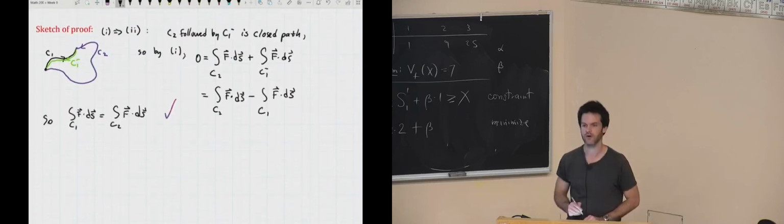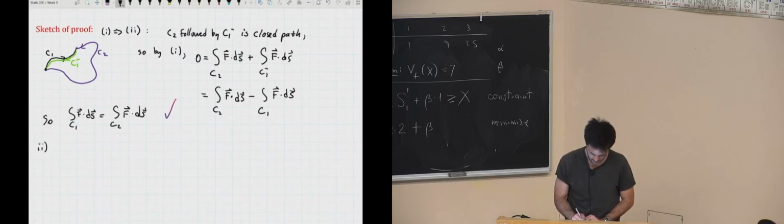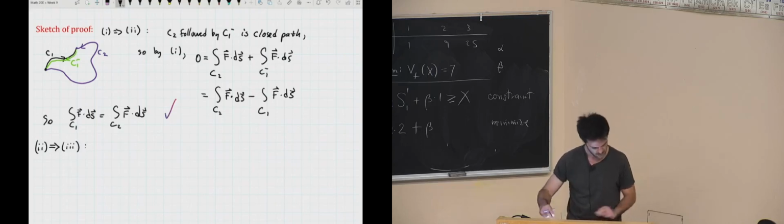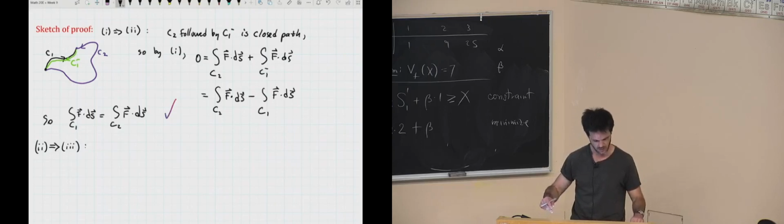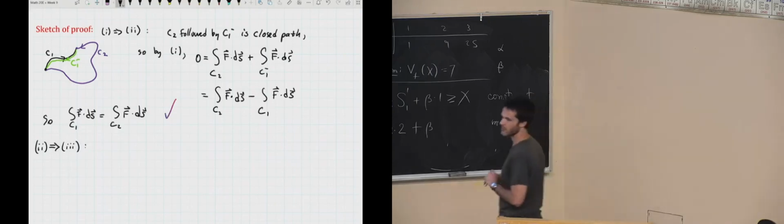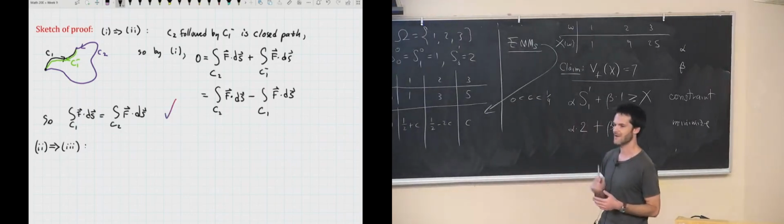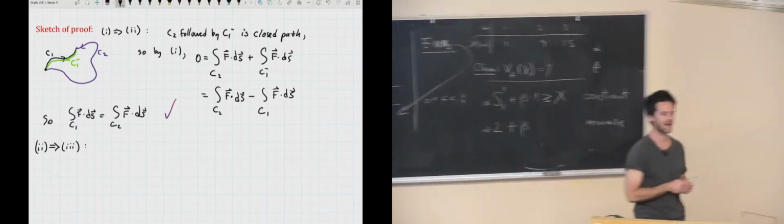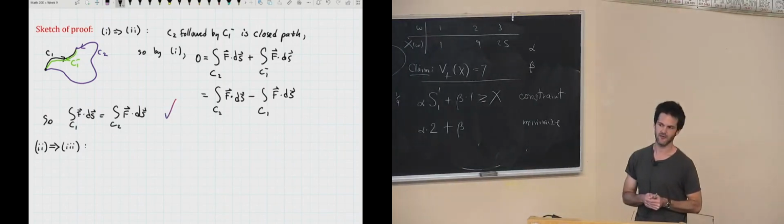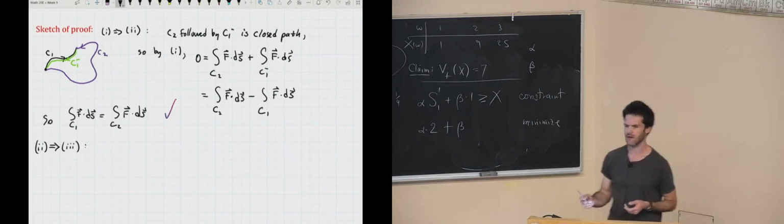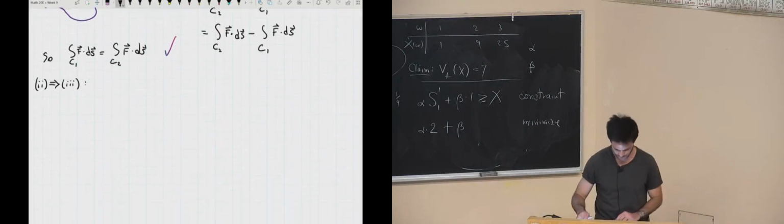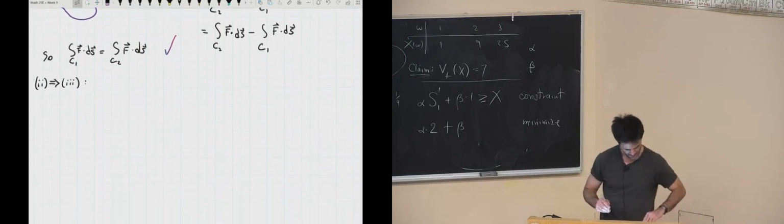What about to show that property 2 implies property 3? Okay, so I want to show that given a function is path independent, that it must be a gradient. This one's kind of neat. This one is related to how do you figure out what the function little f is? So, let's see, how am I going to do this one?